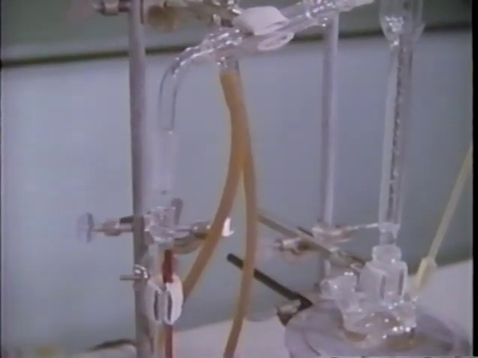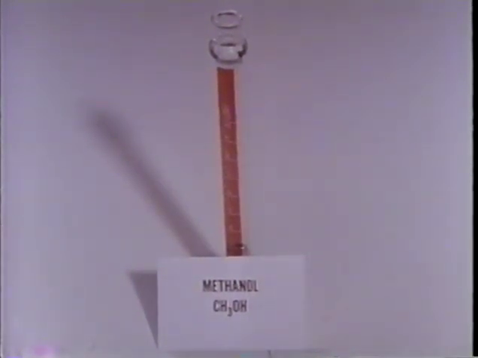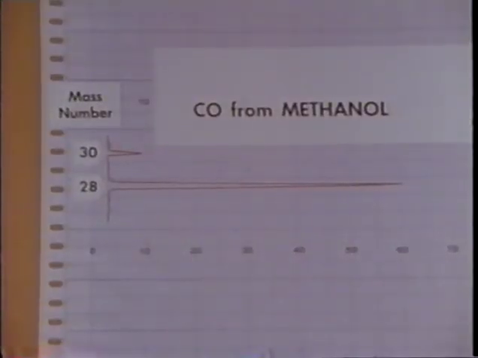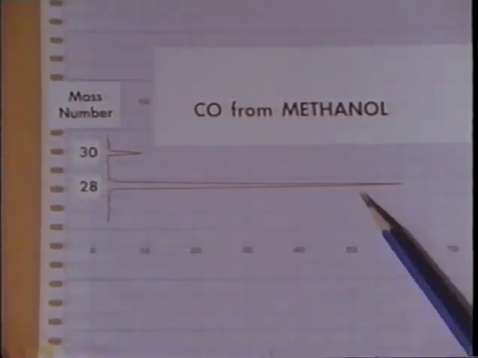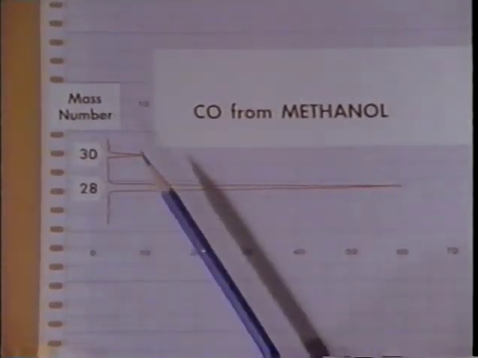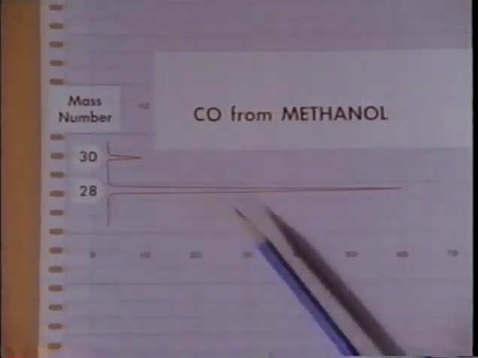The product is distilled to give methanol. Does the methanol contain the oxygen 18? Conversion to carbon monoxide and use of the mass spectrometer gives 2 peaks. That's conclusive. The methanol does contain oxygen 18.